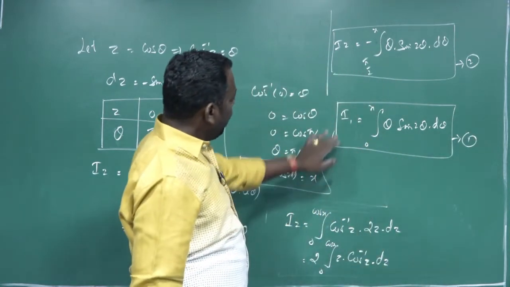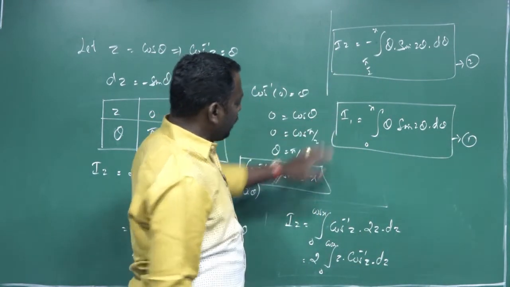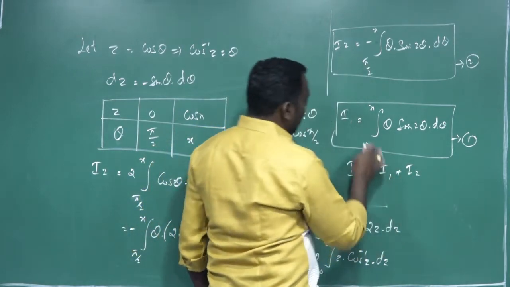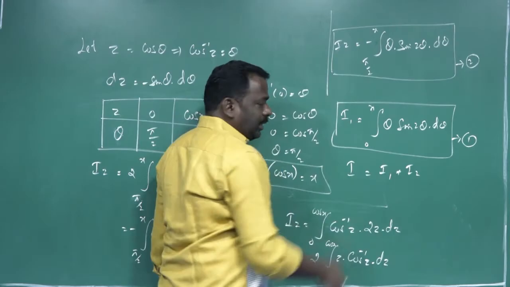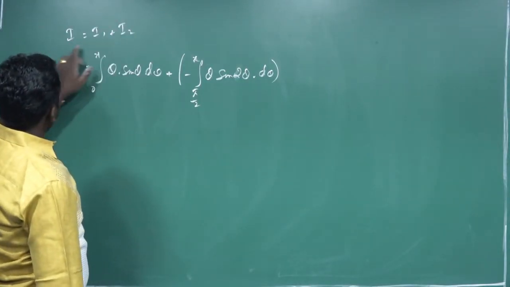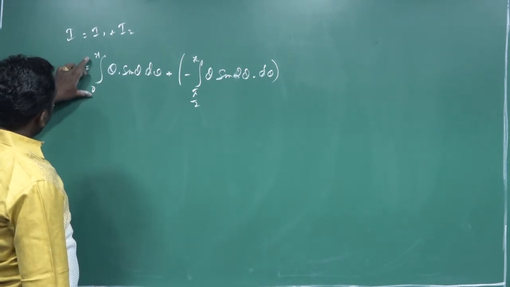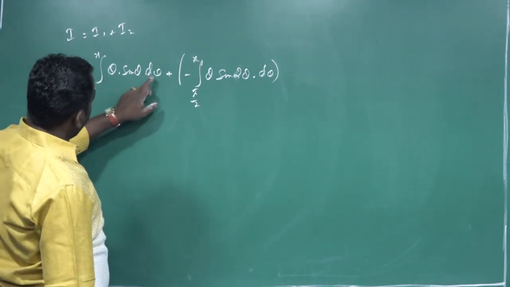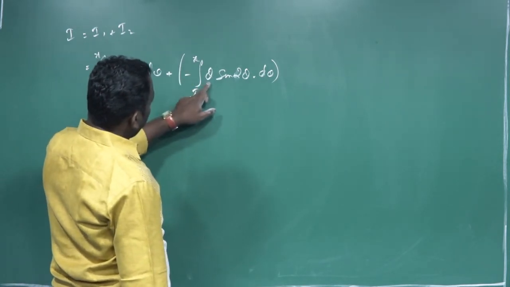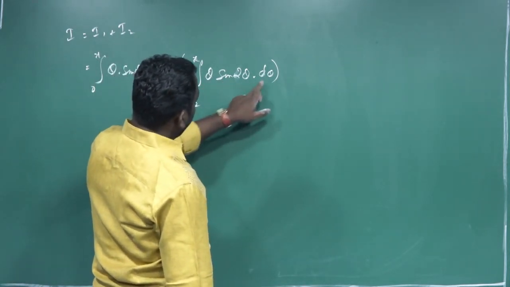Now we have to find the given integral I, which equals I1 plus I2. Just adding I1 and I2, the next step. Adding I1 plus I2 gives the given integral I: the integral from 0 to x of theta into sin theta d theta, plus minus the integral from pi by 2 to x of theta into sin 2 theta d theta.